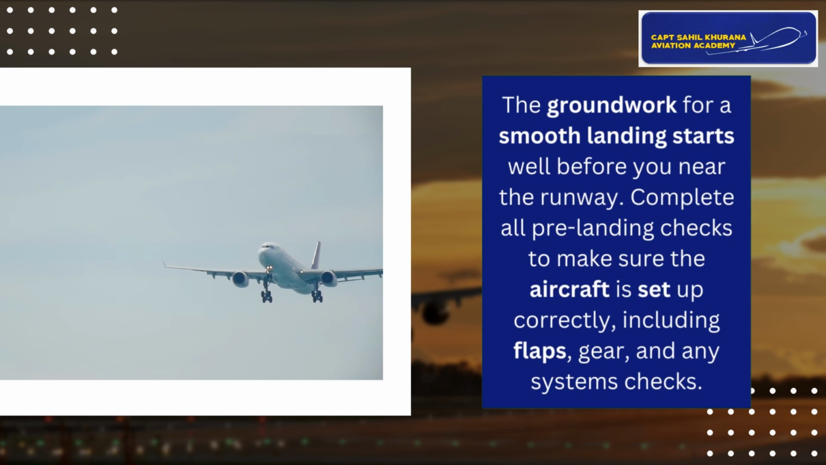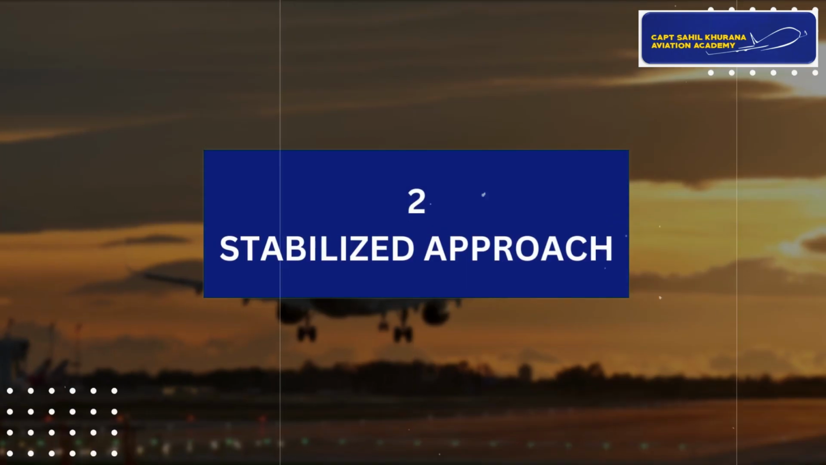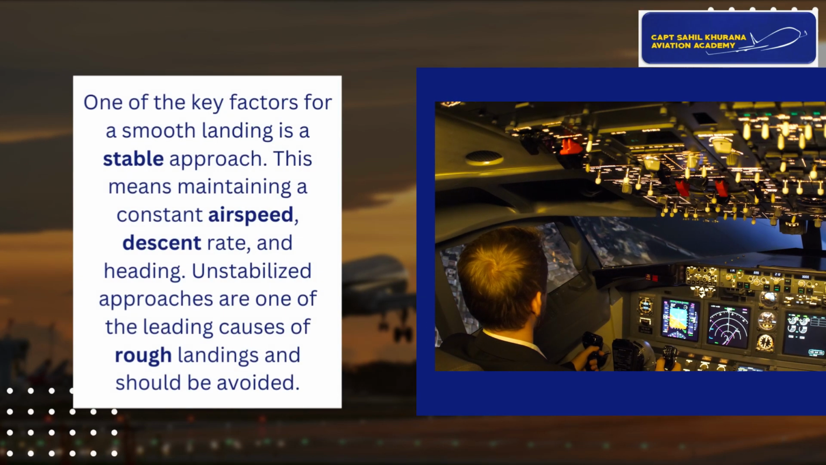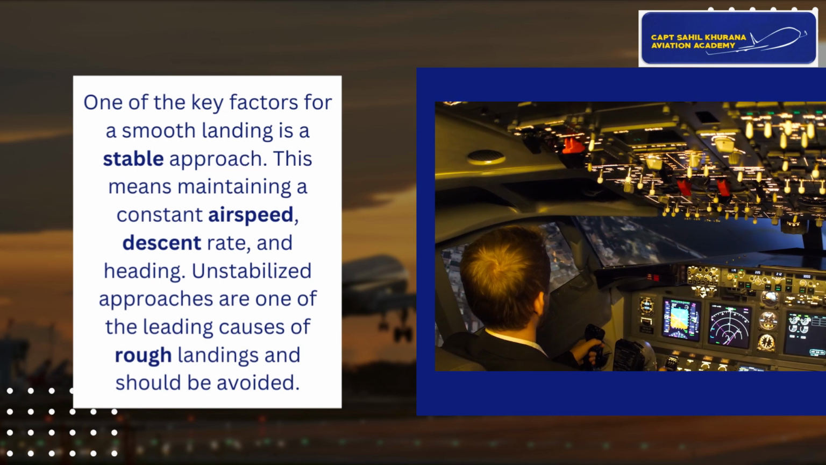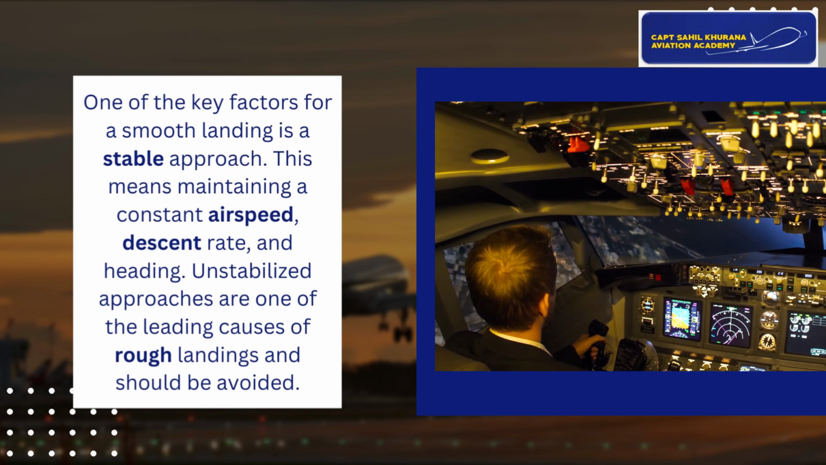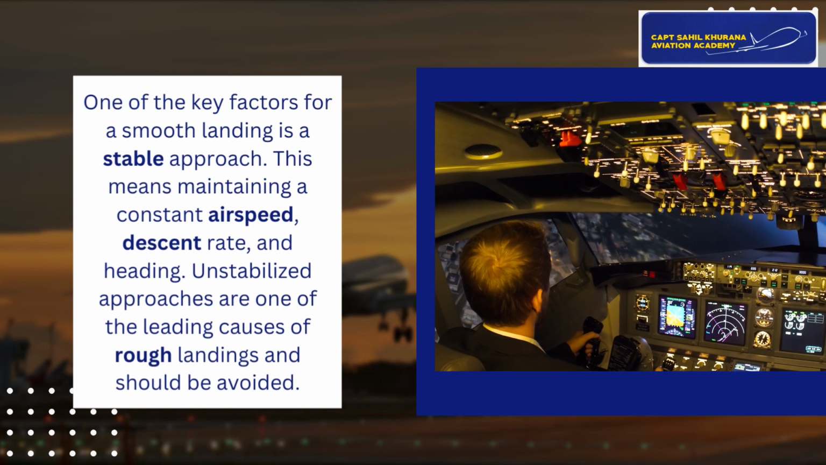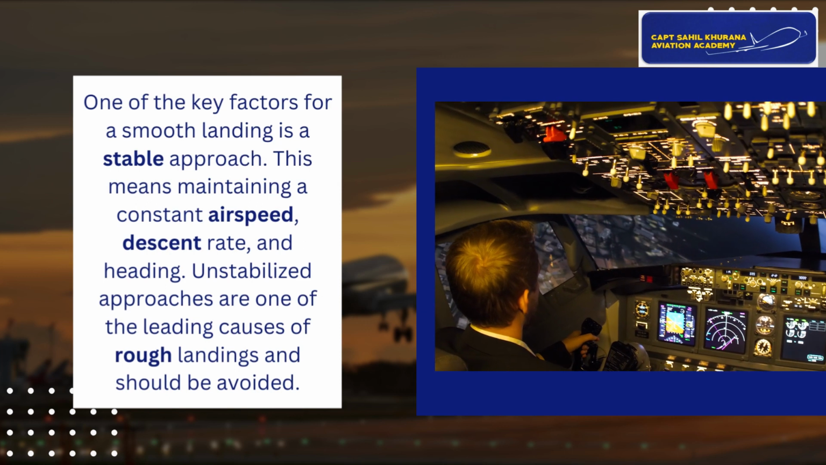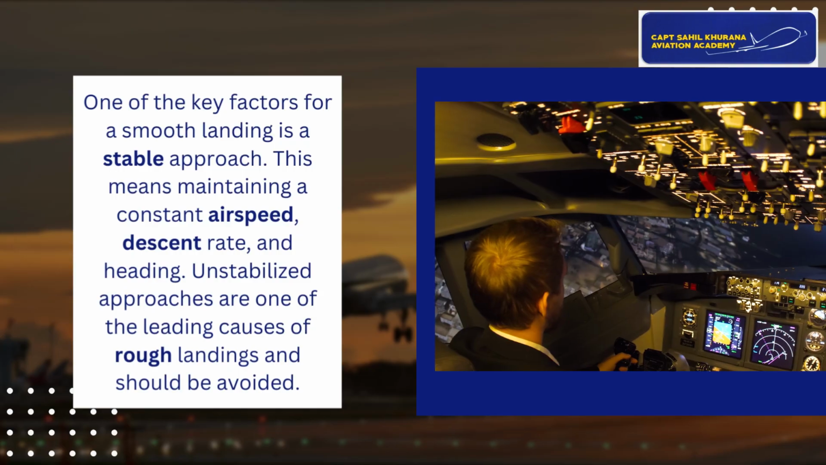Complete all pre-landing checks to make sure the aircraft is set up correctly, including flaps, gear, and any systems checks. Stabilized approach. One of the key factors for a smooth landing is a stable approach. This means maintaining a constant airspeed, descent rate, and heading. Unstabilized approaches are one of the leading causes of rough landings and should be avoided.